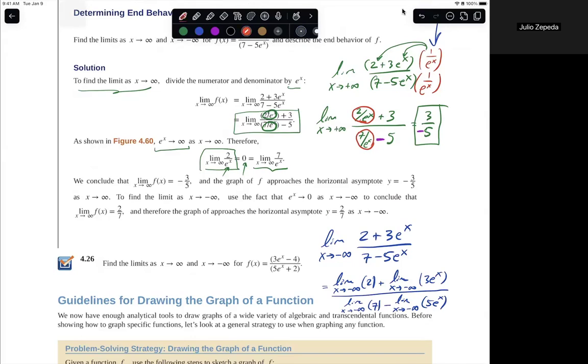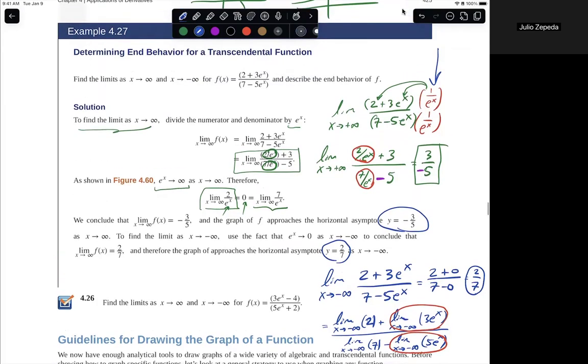As x approaches negative infinity, e to the x goes towards 0. So 3e to the x goes towards 0 as well. That limit is 0. This limit here is 0. And so now we just have limits of constants. The limit as x approaches negative infinity of 2 is just going to be 2. So we get 2 plus 0 on top, 7 minus 0 on the bottom. And so that is 2 over 7. That is our horizontal asymptote. So this function has two horizontal asymptotes. And that's the end of that problem.